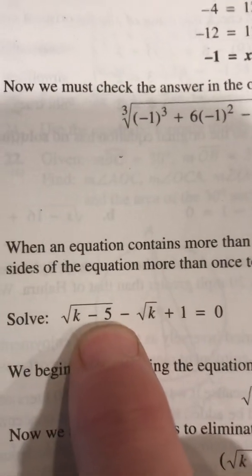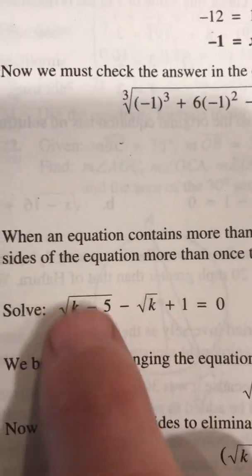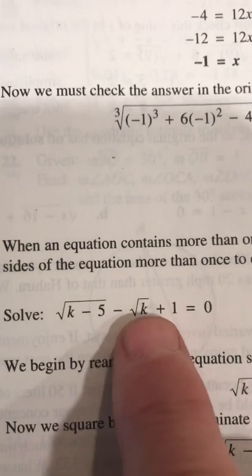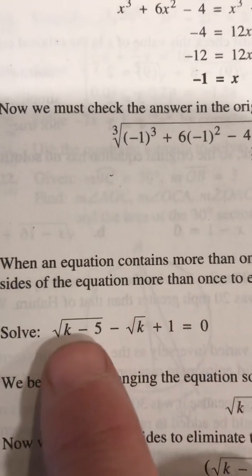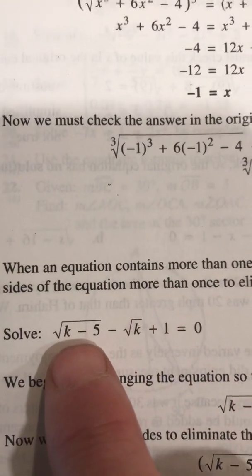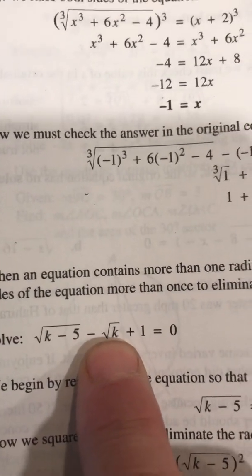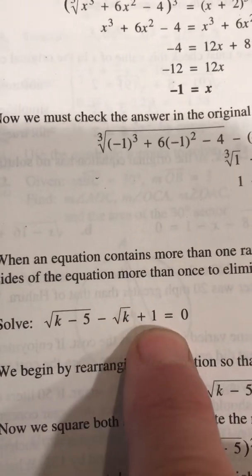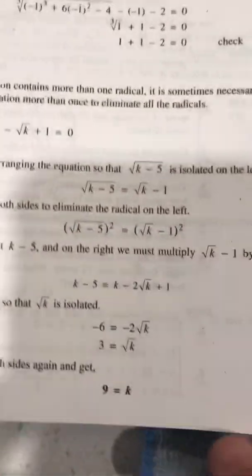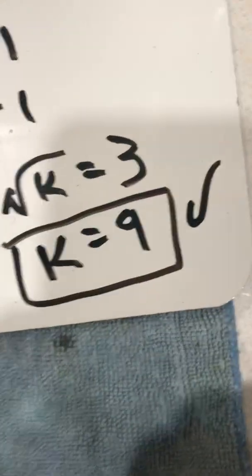You have to check this, though, against the original. 9 minus 5, 4. Square root of 4, 2. Minus the square root of 9. Right? So that's 2 minus 3, which is negative 1 plus 1 equals 0. And it works. They checked it, so we check it, right?